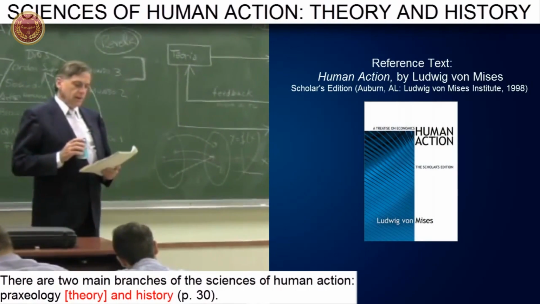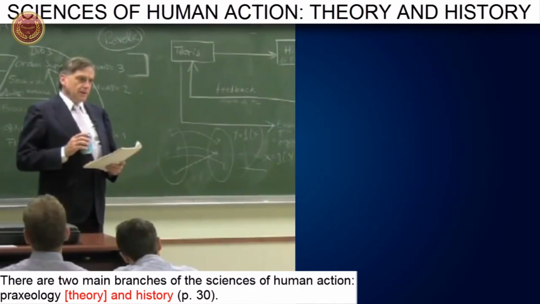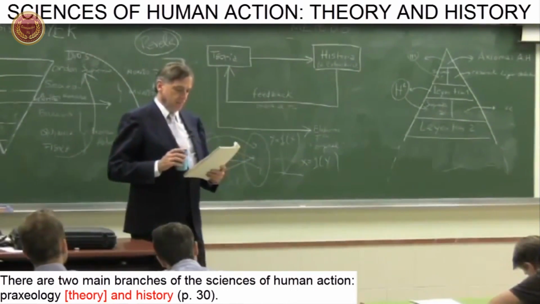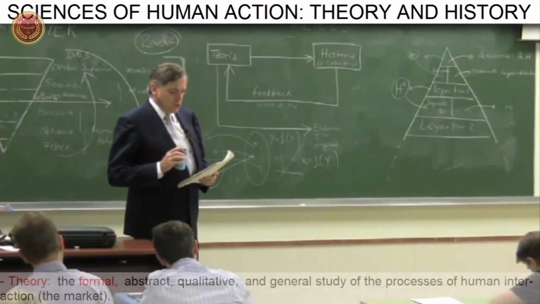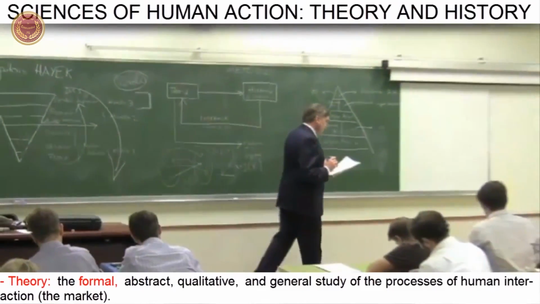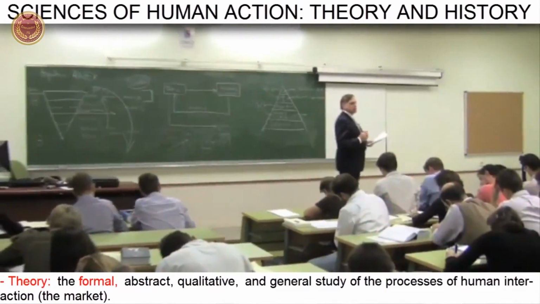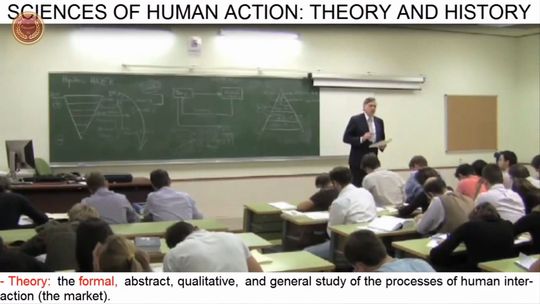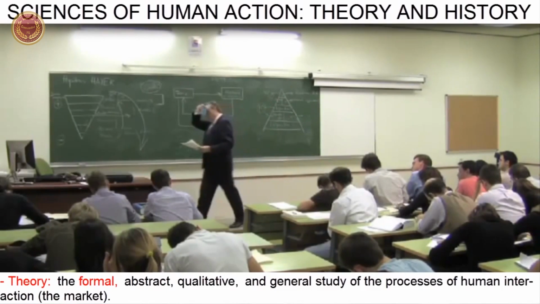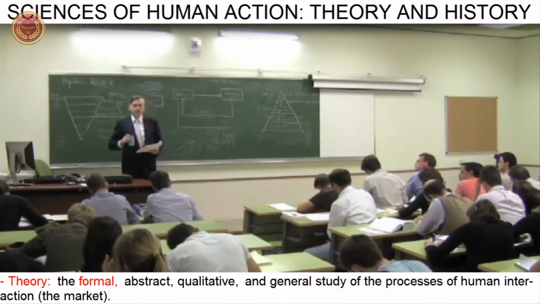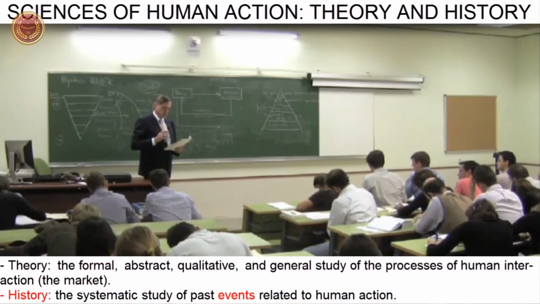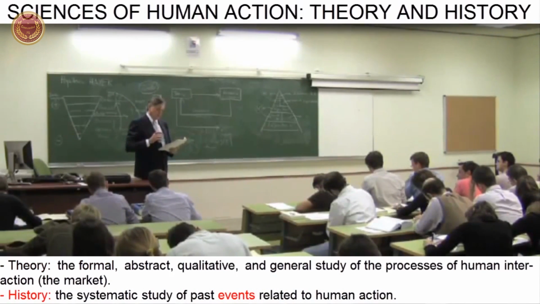The theory of human action is economics as we have approached it up to now. That is, theory is a formal, abstract, qualitative and general study of the processes of human interaction. History, the other essential branch the social scientist needs, consists of the systematic study of past events related to human action.